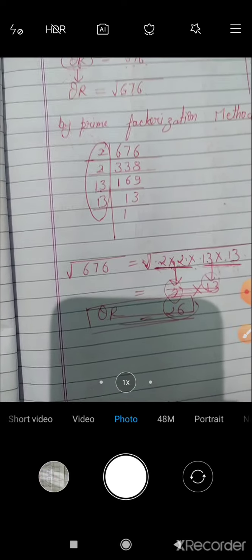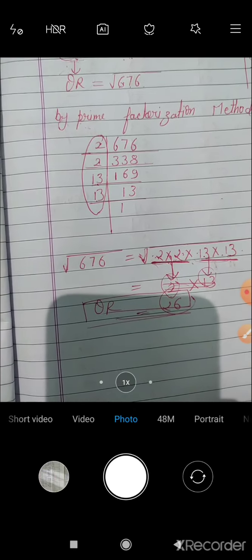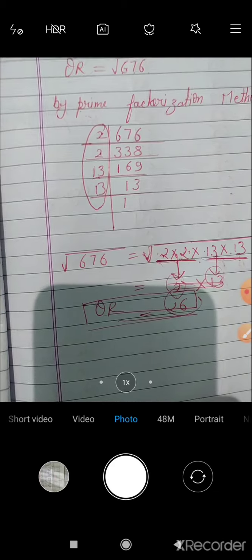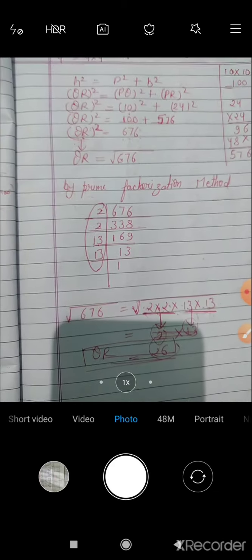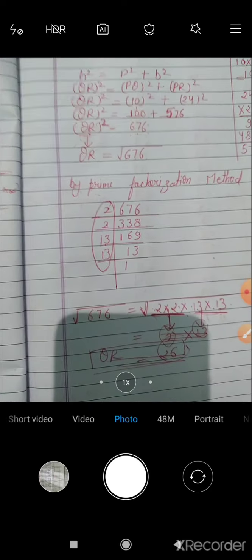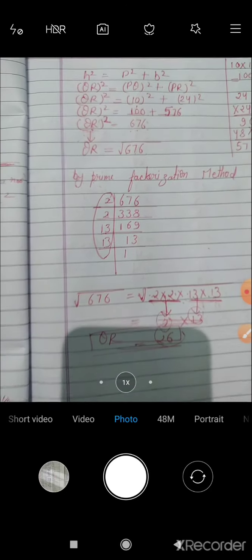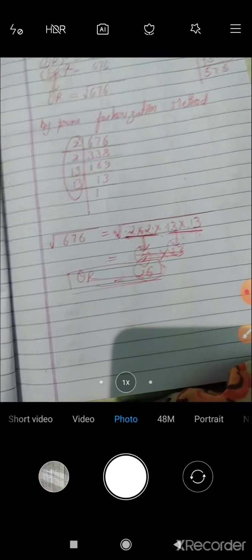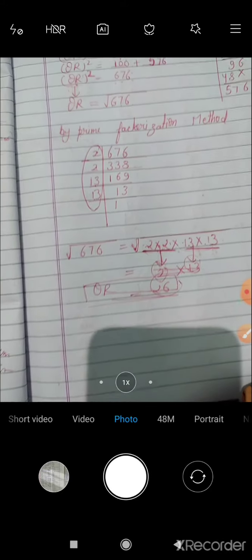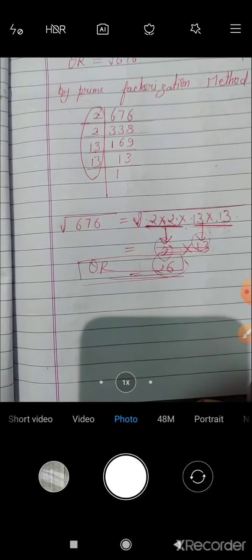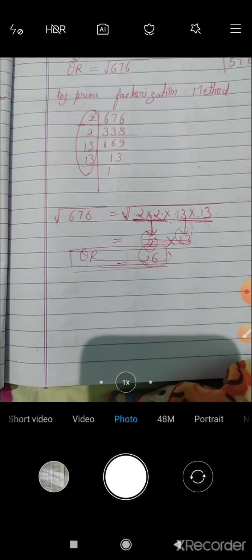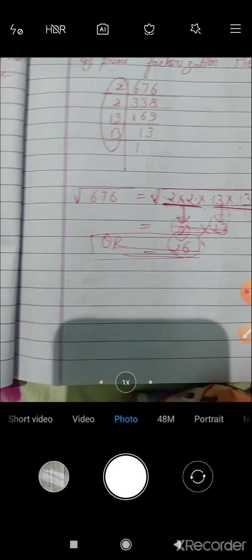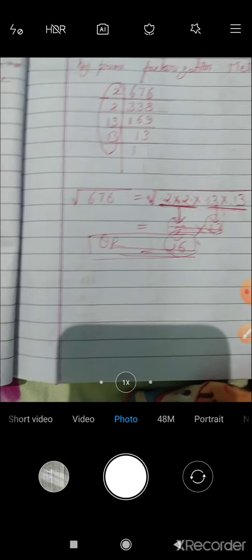In this method we factorize our number using prime numbers. First we divide 676 by 2 and we have 338. Then we again divide it by 2 and we have 169. Then we divide it by 13 and we have 13, and again we divide it by 13. So the factorization of 676 is 2 multiplied by 2 multiplied by 13 multiplied by 13.